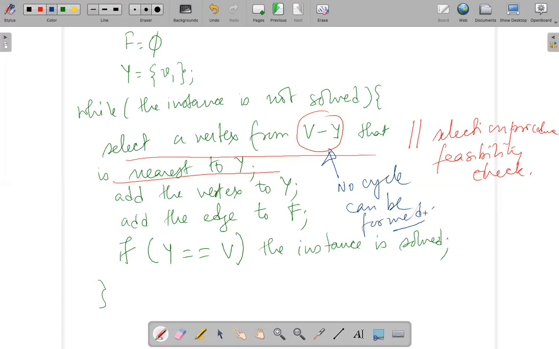And the other part, which tells you to take the nearest vertex to Y, is helping us to enable the selection procedure. So both of these tasks are done simultaneously using this single statement. And then finally, when you have incorporated all the nodes in Y, the instance is solved.